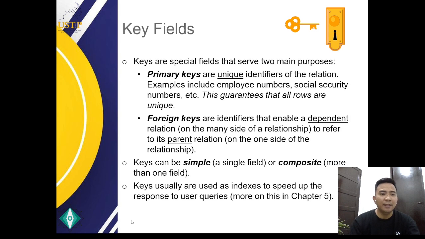Let's proceed with key fields. Key fields are special fields that serve two main purposes. We have the primary key and the foreign key. First, let's talk about the primary key. A primary key is a unique identifier. It distinguishes each row in a relation from the others. Common examples of primary keys include employee numbers, social security numbers, or any other attribute that guarantees that no two rows will have the same value.